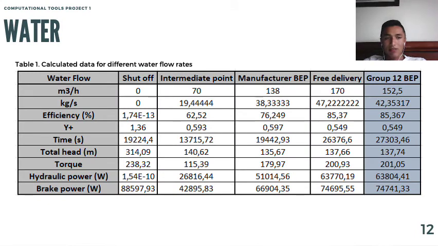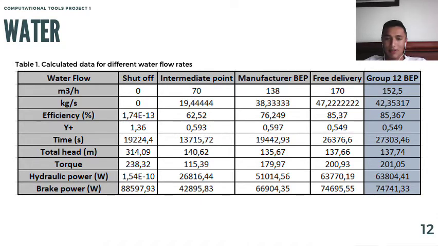Now we have the results of the simulation software that were obtained for the different flow rates. The first is shut off, with a value of 0 cubic meters per hour. The second is the intermediate point with a value of 70. The third is the manufacturer's BEP with a value of 138. The fourth is the free delivery with a value of 170.